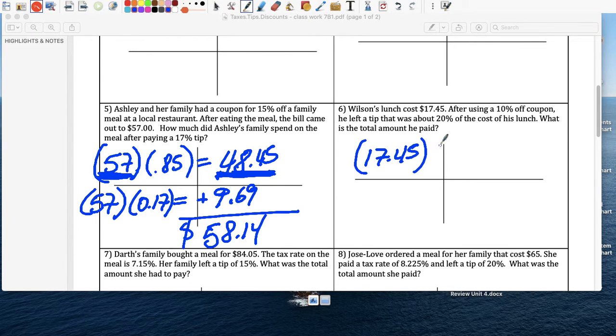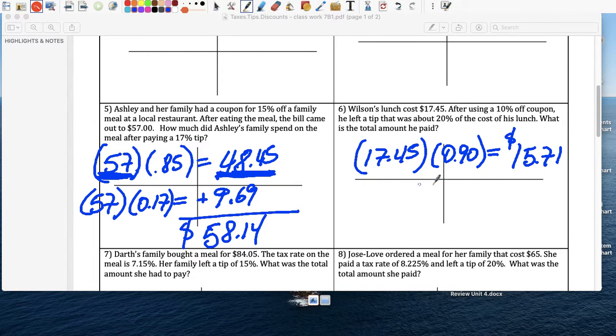After a discount of 10%, it means Wilson is paying for 90% of the bill. So 17.45 times 0.9. So just the food-wise, he's going to be responsible for $15.71. Now he wants to put 20% tip.